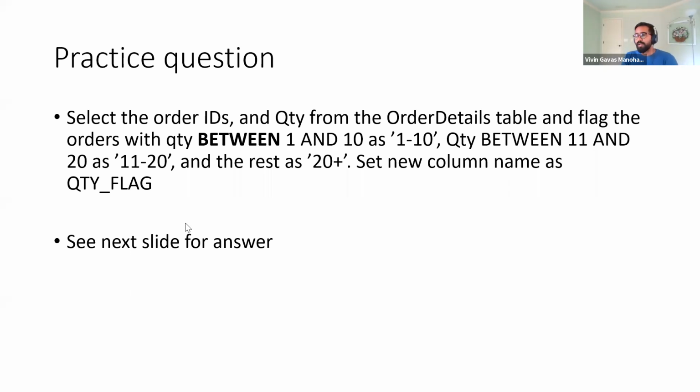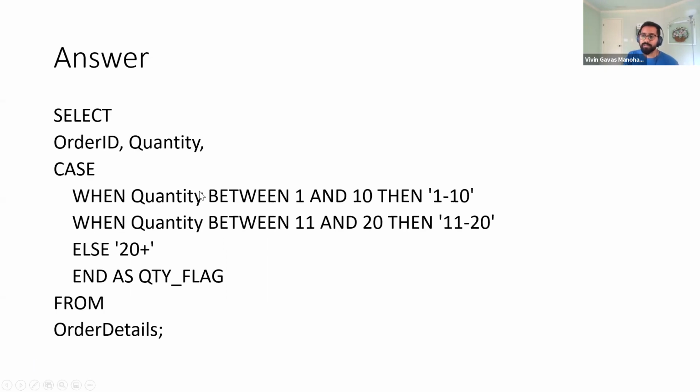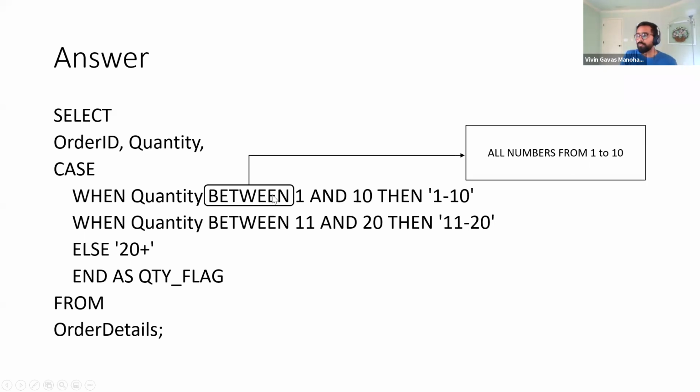Yeah. So I will show you the answer on how to put it. What Raisul has put into the chat is exactly right. So if you want to include every number between 1 and 10, you can do it two ways. One, you could say where quantity is greater than or equal to 1 and quantity less than or equal to 10, which still works fine. Or you could use the statement called between, which includes all 1 to 10, including 1 and 10. So this is the simple code that you can write to flag those rows which are between 1 and 10 or between 11 and 20. And if it's not, you could just flag it as 20 plus.